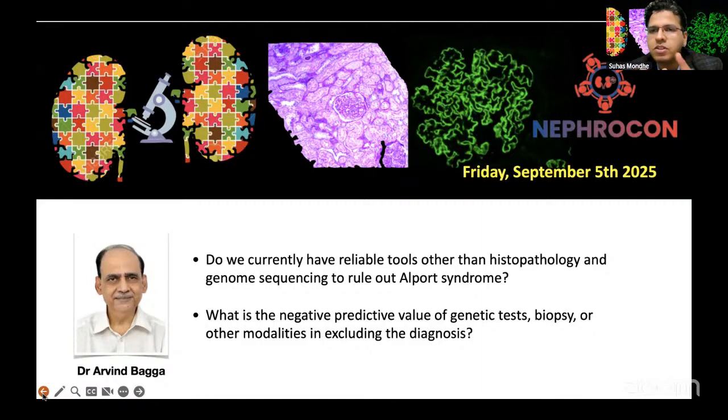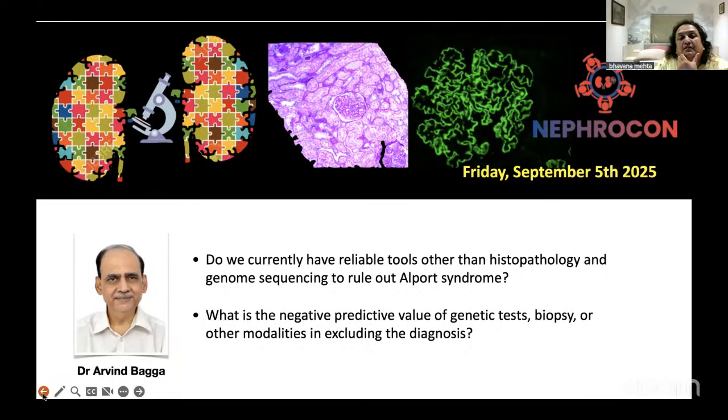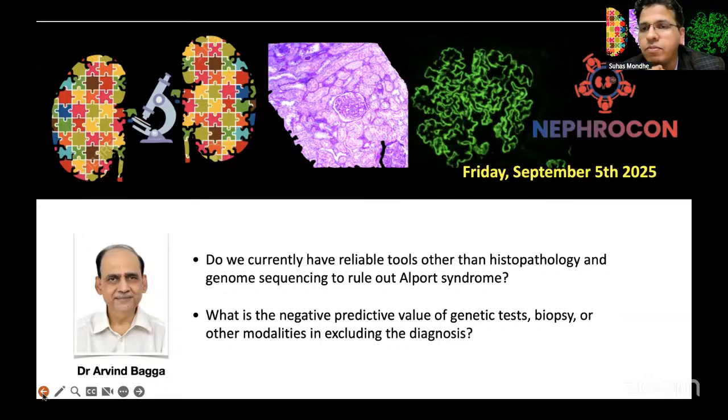But if we are depending so much on the biopsy and genetic testing, is there any negative predictive value? Suppose we are biopsying the brothers of the patient, in the same case I am discussing. Is it possible that they never progress?